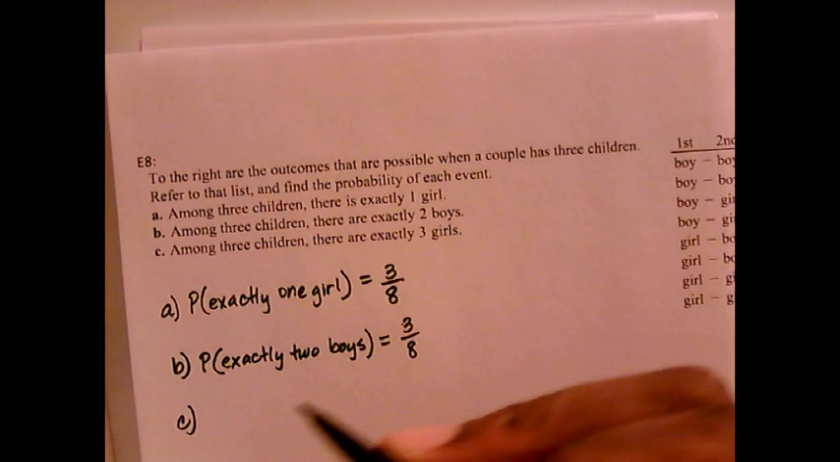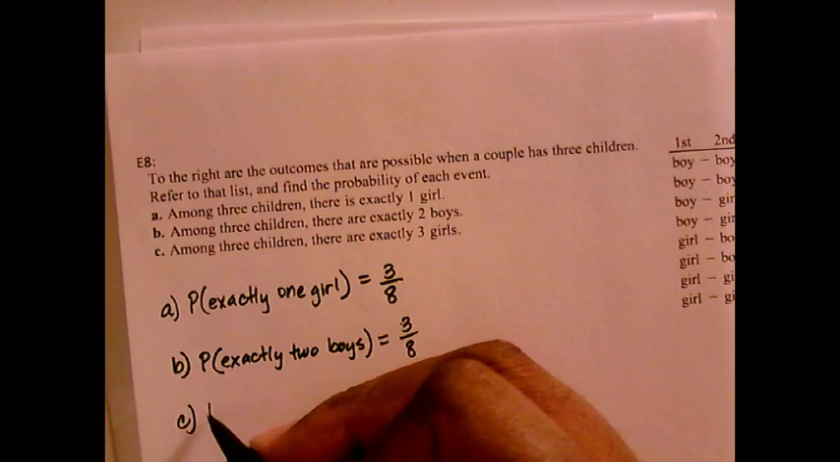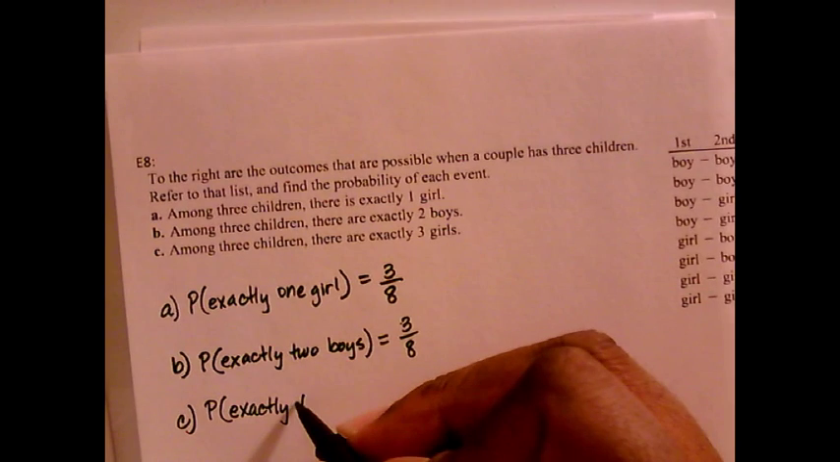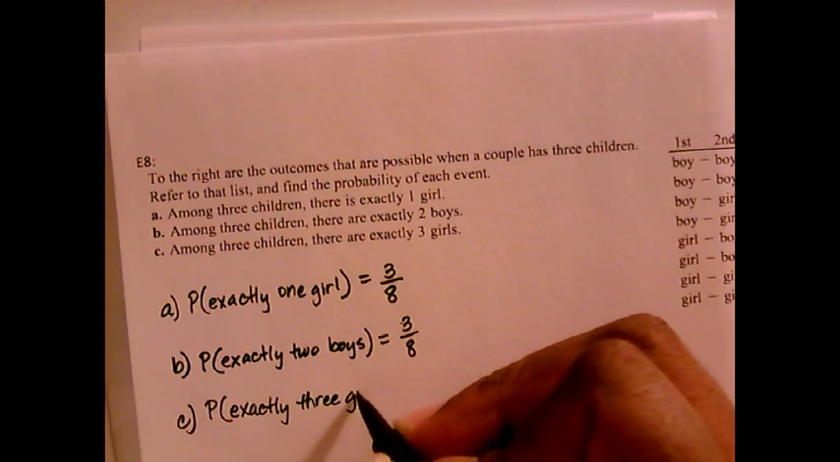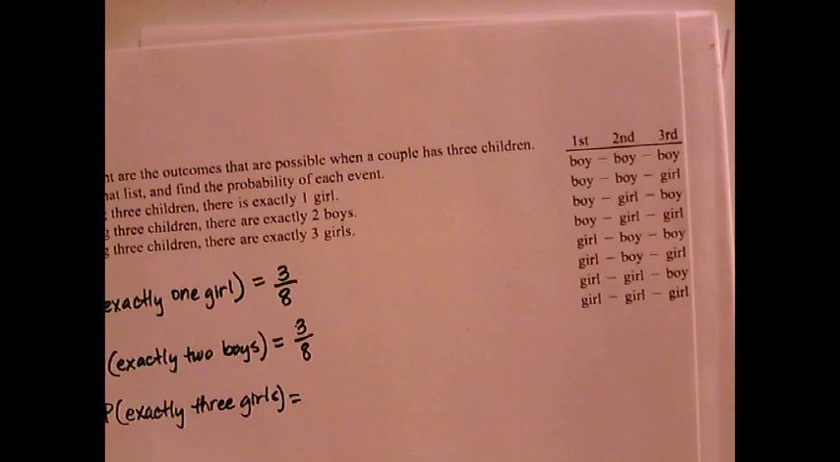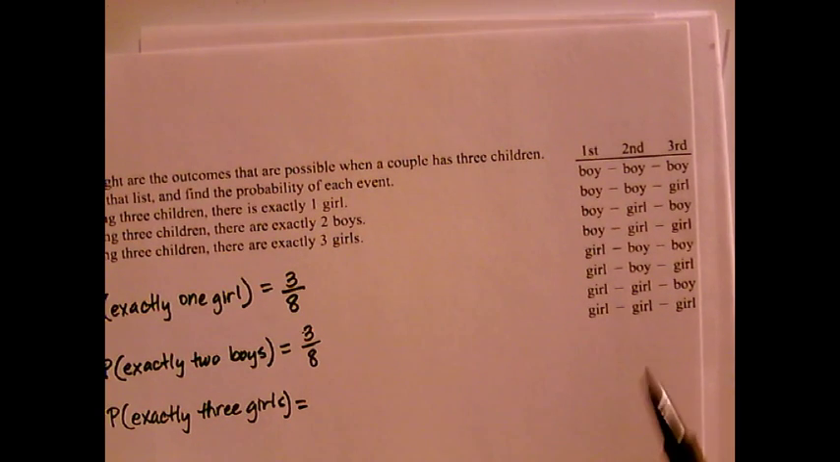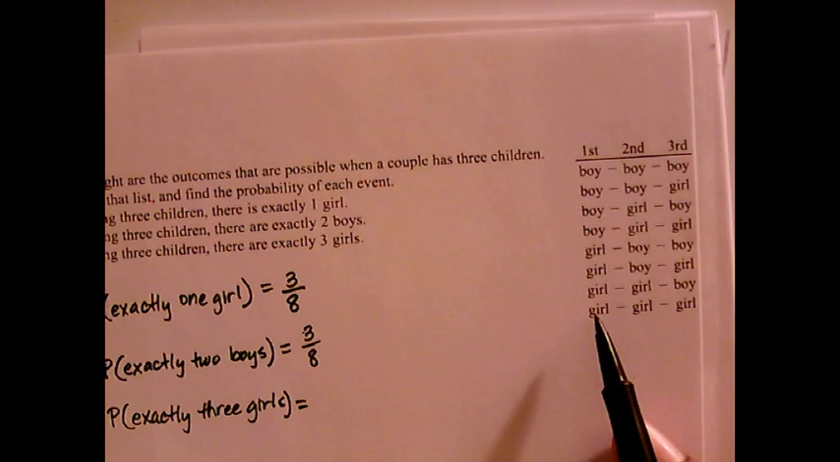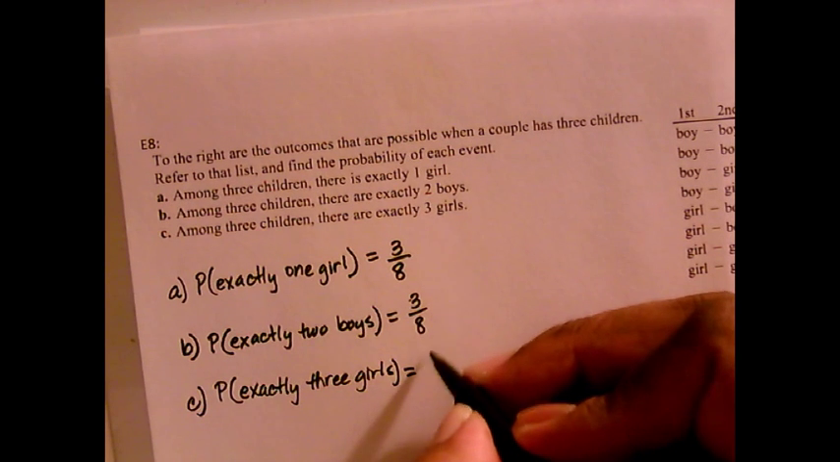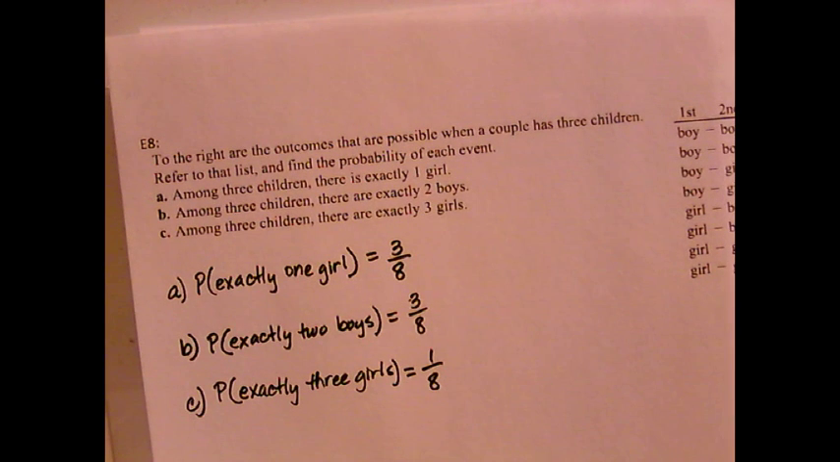And then part C, among 3 children there are exactly 3 girls. So we want the probability of exactly 3 girls. And in this case, if you look at it, there's only 1 event where you have exactly 3 girls. And this last one right here, the girl, girl, and girl. And there's only 1 event out of 8. So the probability of getting exactly 3 girls among 3 children would be 1 out of 8.